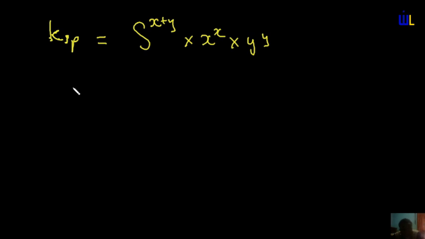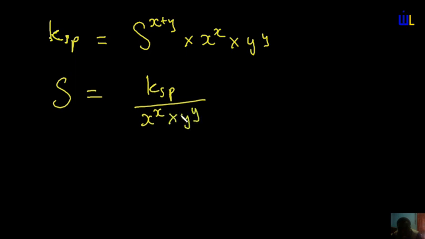Remember, x is the number of moles of cations, y is the number of moles of anions, s is the solubility in mole per dm cube. So if it's not in mole per dm cube, make sure you convert it before you solve, just as we did. And then the solubility of a salt, when you have the solubility product, is expressed as solubility equals Ksp divided by x raised to power x times y raised to power y, with the root of x plus y.